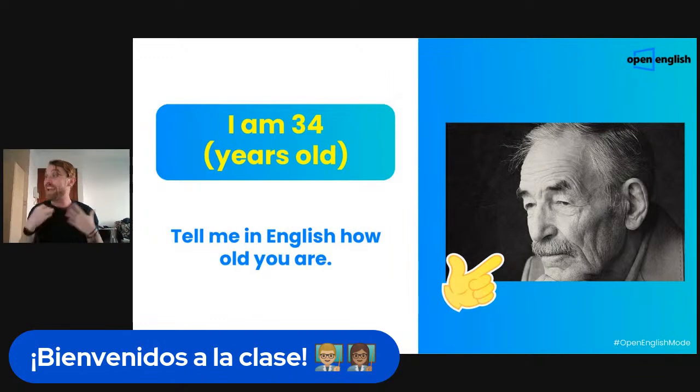So yes, tell me in English how old you are. So yes, I'm 28. Good example. Very old. I'm 27 years old. I'm 34 years old. Really, really good. 27 years old. Yes. I'm 34 years old. Sindri, thank you. Alberto as well.